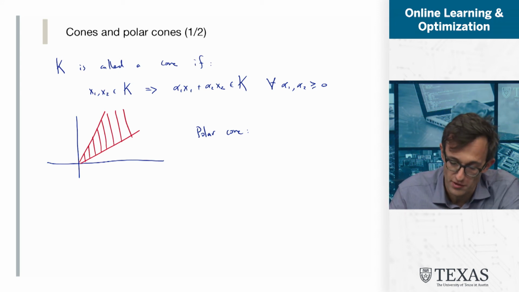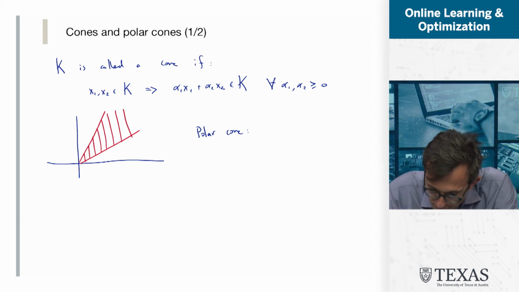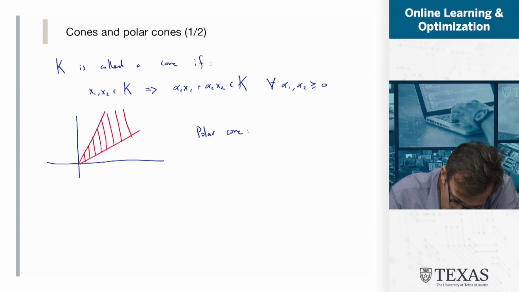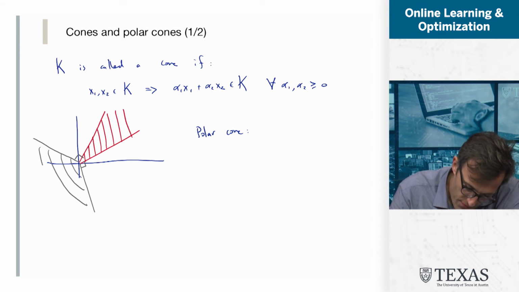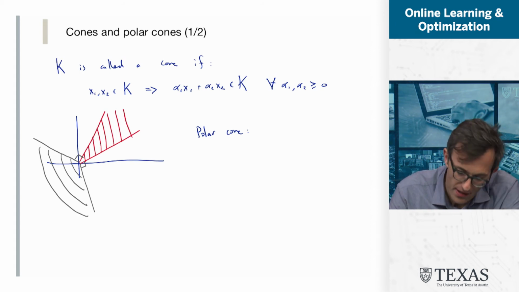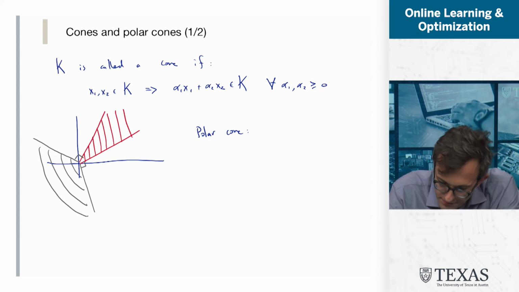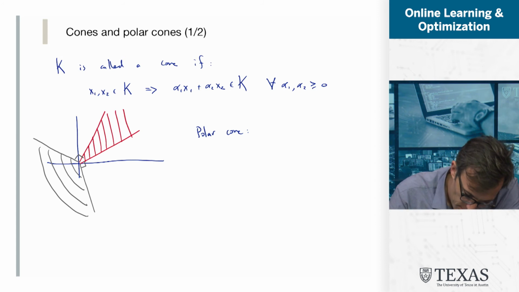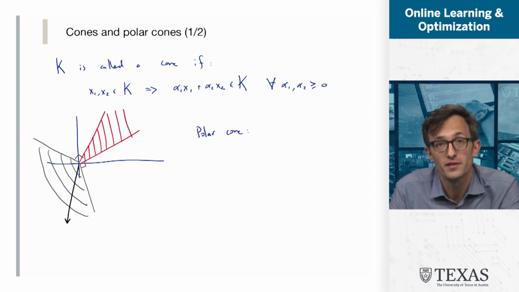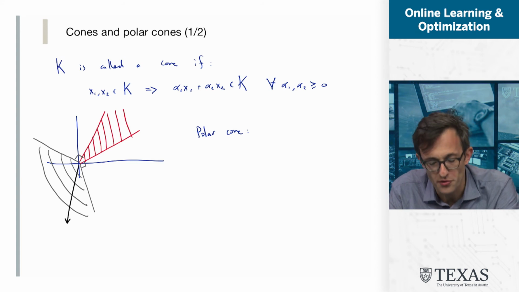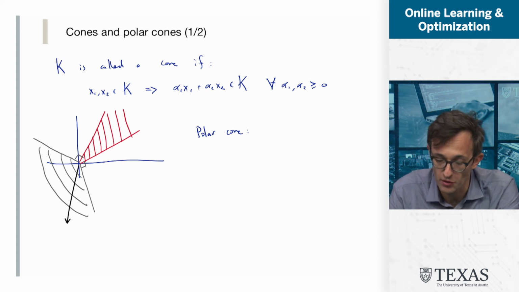Let me draw it first, and then this is supposed to be a right angle. This is a right angle. So the polar cone is everything here. And you can see that any vector you choose makes a greater than or equal to 90-degree angle, not just with the boundary of the cone, but with everything in the cone.